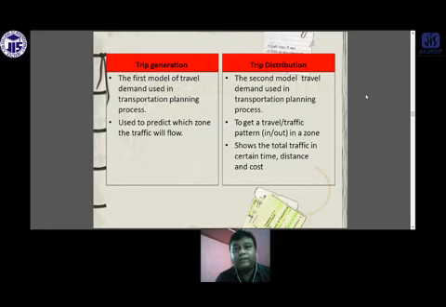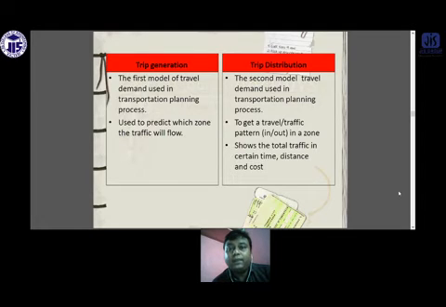If students want to go to college from their home, or from their PG or hostel, that is also a trip. It is used to predict which zone the traffic will flow to, meaning which zone is producing or generating more trips, and the trip distribution, how we distribute these trips.